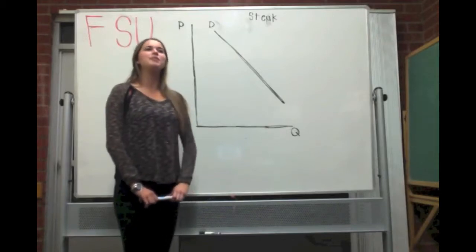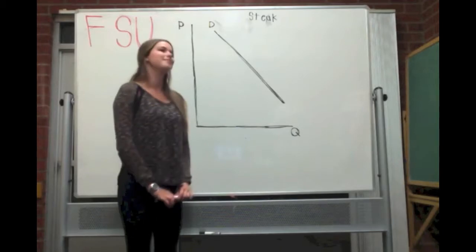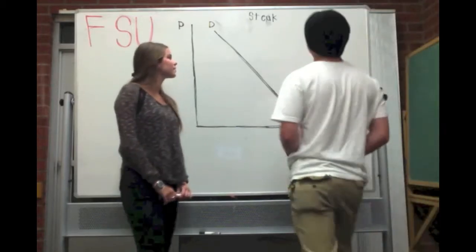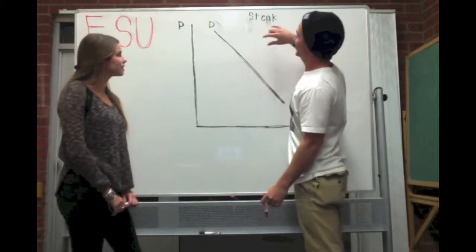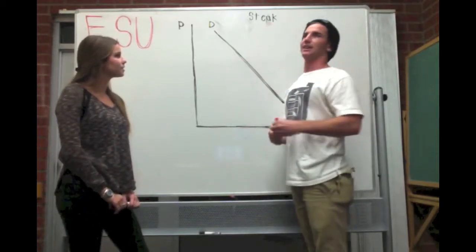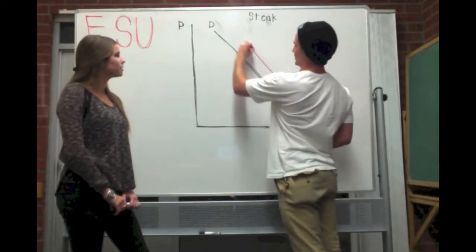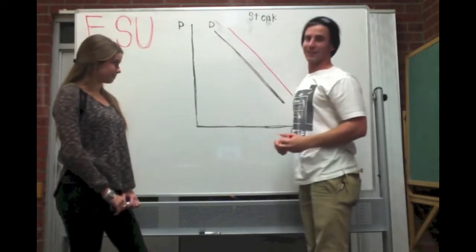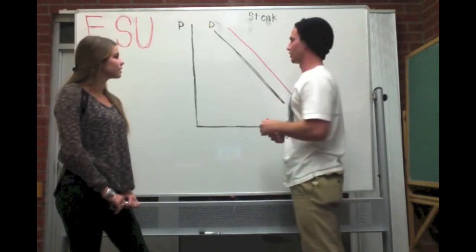Austin, would you like to come up and show us what happens to the demand curve when consumer income increases? Yeah. When consumer income increases, the demand for steak increases. So it would shift which way? Shift to the right because steaks are a normal good.